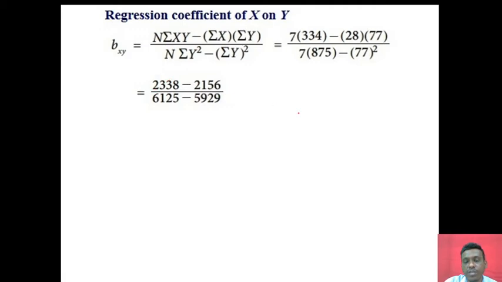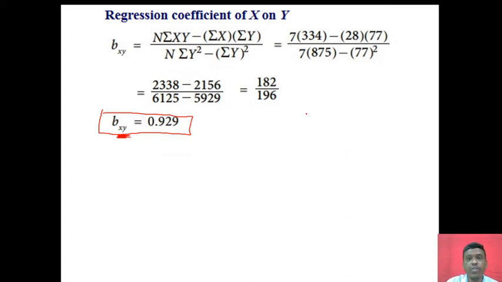So 2338 minus 2156, you will get 182. Similarly in the denominator, 6125 minus 5929 equal to 196. Once you divide this, you will get the value of bxy is equal to 0.929. So this is the regression coefficient of x on y. X is coming first, y is coming later. So bxy. Fine. So the regression coefficient we have got.